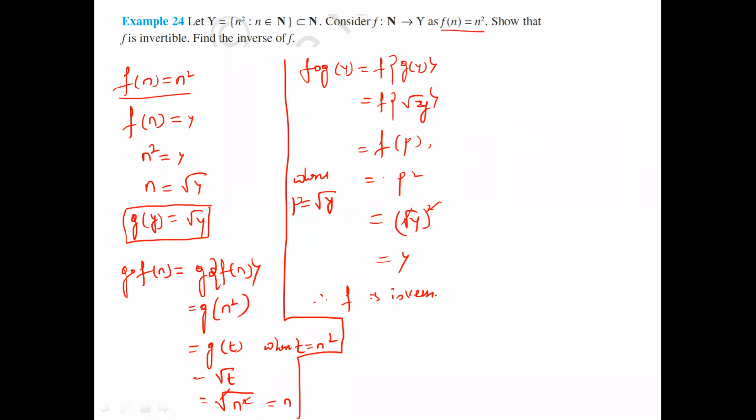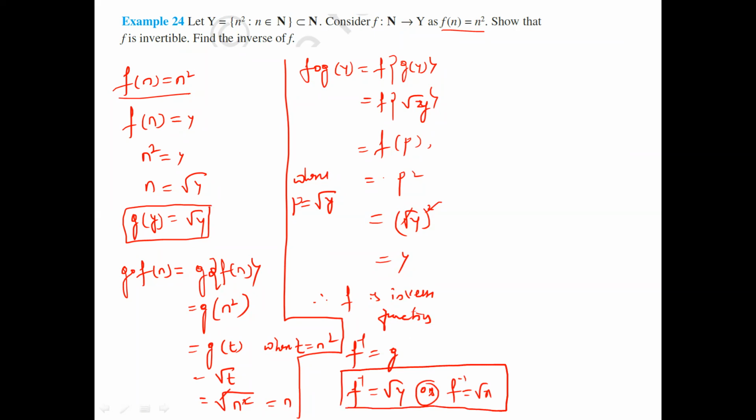f is invertible, that is, f inverse equal to g. What is the f inverse value? It is g. What is the g of y value? Root y. Or f of x equal to root x, f inverse equal to this. So this is the required answer. So this is one method.